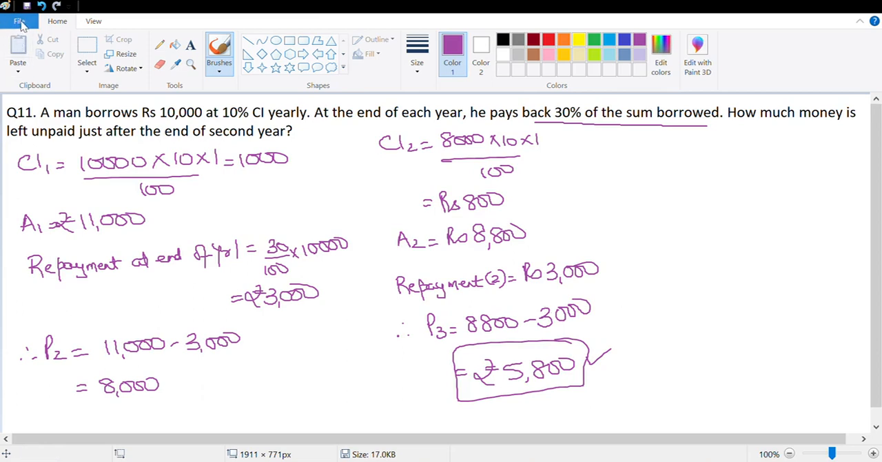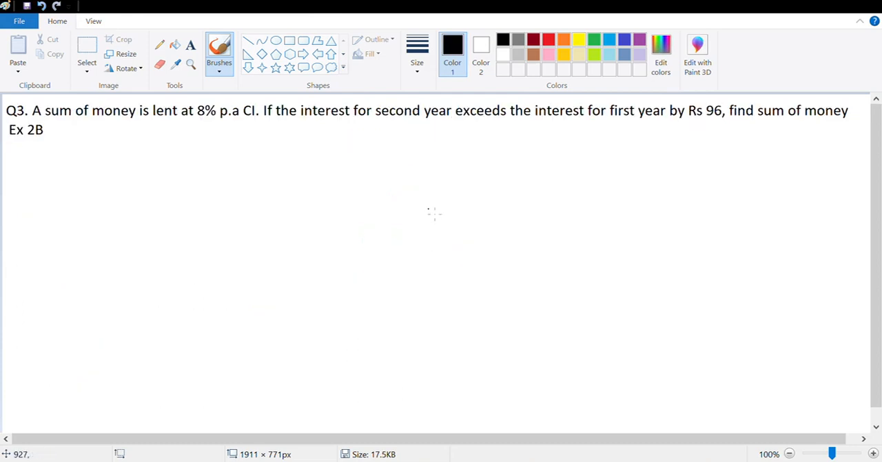Okay. We had not done question number 3 of exercise 2B, because I told you that the question involves a concept from the third exercise. So let's solve this question now. It says a sum of money is lent at 8% compound interest. So R is equal to 8% compound interest. If the interest for second year exceeds the interest for first year by 96, which means compound interest 2 minus compound interest 1 is equal to rupees 96.